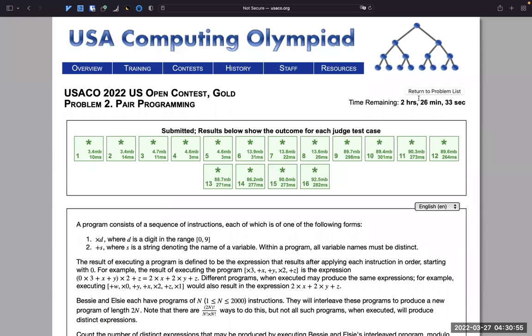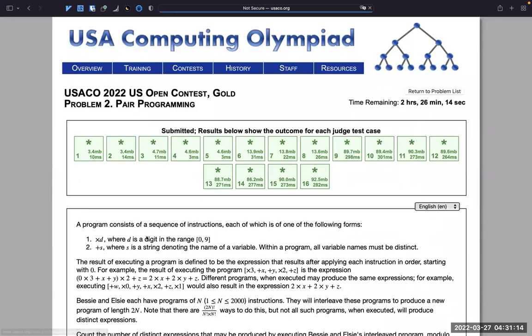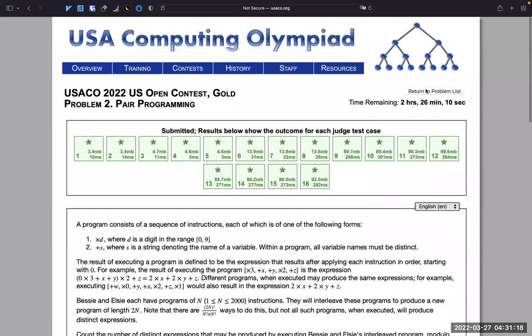This was a fun contest. It's reasonably challenging. I feel like apple catching is probably the easiest one in the end. Like sweep line's pretty standard for gold. So if you haven't seen sweep line and stuff, it's something you should make sure you know. This one, it's unique, but it's tricky to debug and implement.